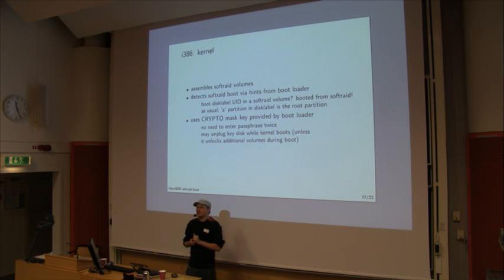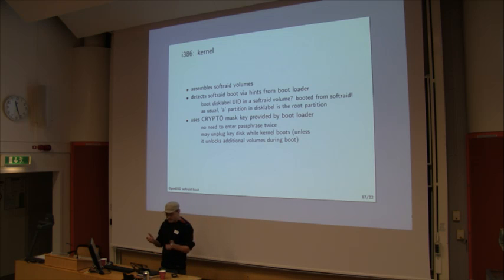So when the kernel boots, we essentially lost all information except the arguments we passed in. And so it has to go again and assemble all the volumes. However, it has some hints from the bootloader that tell it, for example, what the UID is of the volume that it was booted from, and what the mask key is in case it finds a crypto partition.